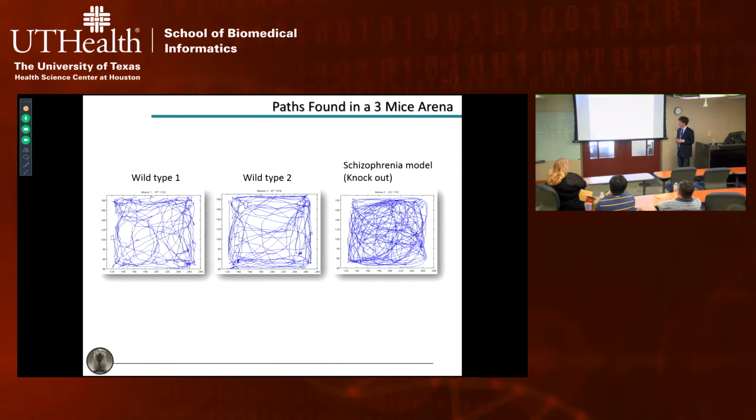This is an example of the paths from an experiment where they had wild-type mice, so normal mice, as well as a schizophrenia model. And even visually, you see the schizophrenia model going like a maniac, like it was expected.